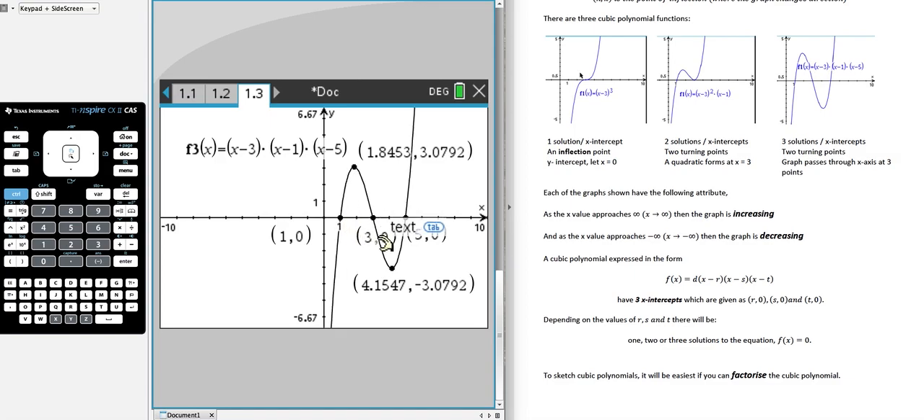So you can see how to graph this on our CAS, and how to use the CAS to find different values depending on what the question's asking. Of course, we'll need to do this by hand, so we'll do that in the next video.